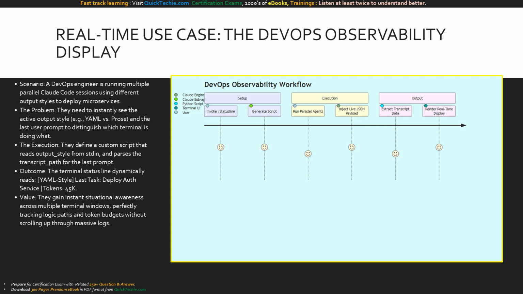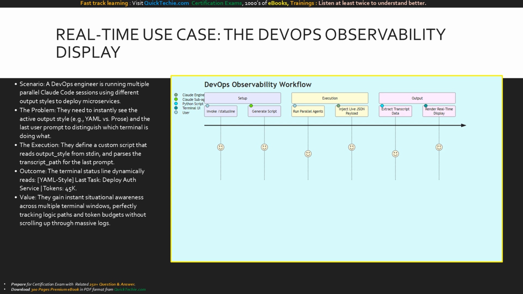Let's apply this to a real-time use case, the DevOps observability display. The scenario: a DevOps engineer is running multiple parallel Claude Code sessions, using different output styles to deploy complex microservices. The problem is that with so many terminals, they lose track of which agent is doing what, and scrolling through massive logs wastes time. The execution: they implement our custom script. It reads the output style from STDIN, grabs the token usage, and parses the transcript path for the last active prompt. The outcome is a beautiful, dynamic status line that reads, YAML style, last task, deploy auth service, tokens, 45K.